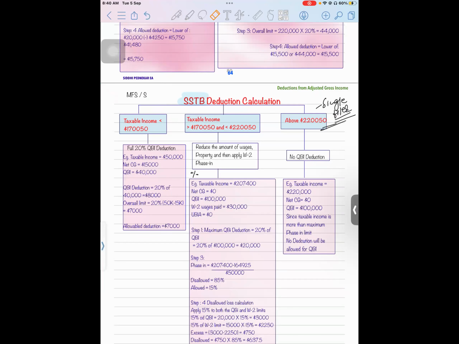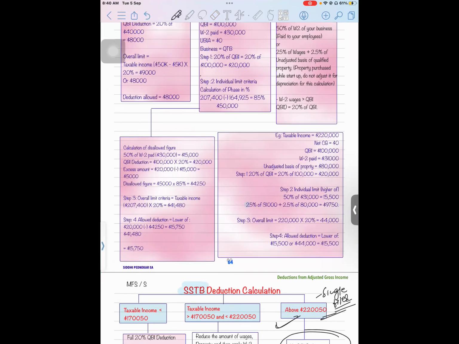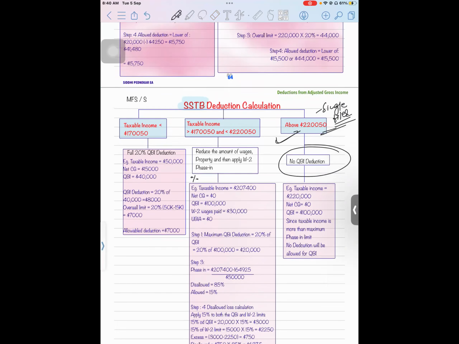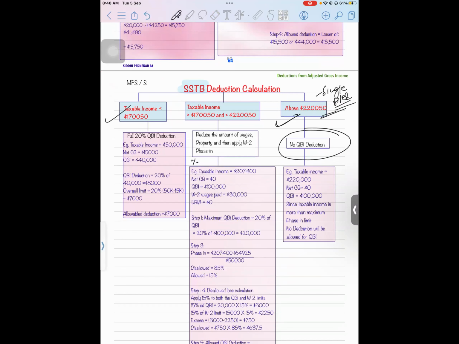Let's move to the third one, which is very simple. In SSTB, as soon as your taxable income goes above this limit, you are not going to get any QBI deduction. But if you are a QTB, different limits will be applied based on your W-2 expense. Got it? Here you're not going to get any deduction. Simple, this one and this one.